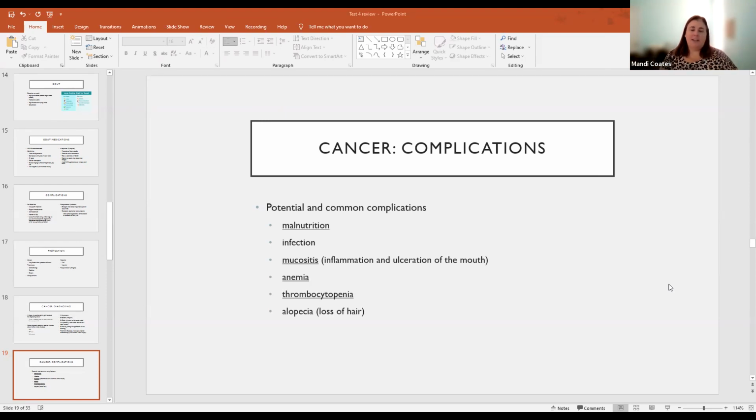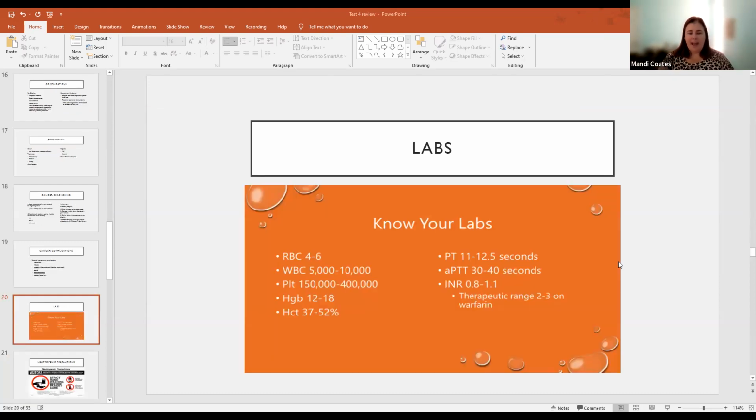And then alopecia, how are you going to care for those patients? So know the complications and what we're going to do to prevent them and what we're going to do to treat them. Know your labs. As y'all saw in the last test, we give you a set of labs along with a little patient scenario, and you have to figure out the answer to the question.